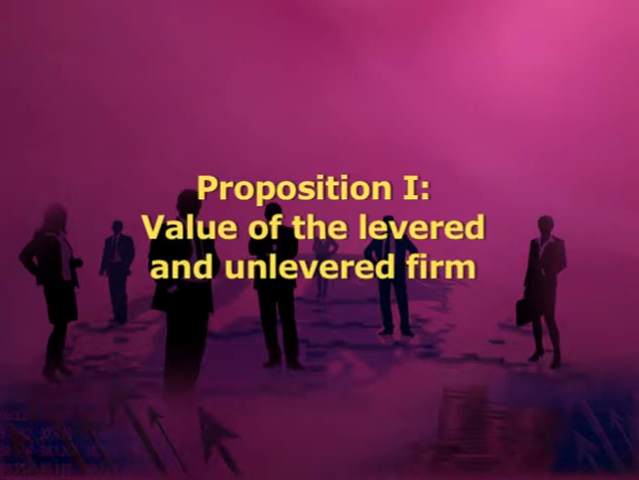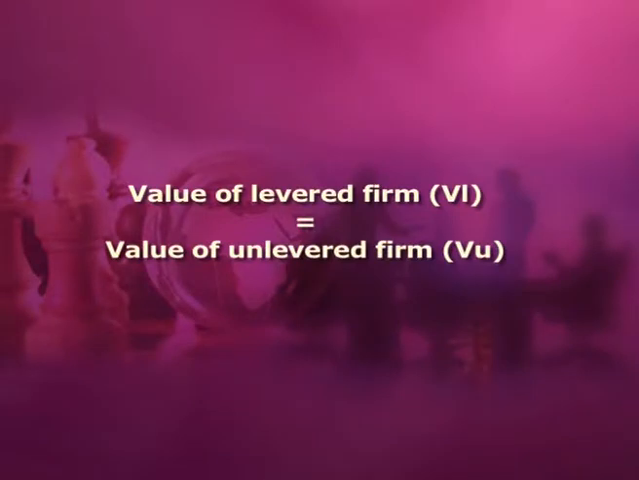Proposition 1, value of the levered and unlevered firm. As per this proposition, the value of the firm depends on the net operating income and business risk and not on the basis of the financing pattern of assets. Hence, the market value of the firm is independent of financial leverage. Therefore, the total market value of all firms, levered or unlevered, having the same business risk, remains the same. Under this approach, the value of the levered firm, that is VL, is equal to the value of the unlevered firm, VU.